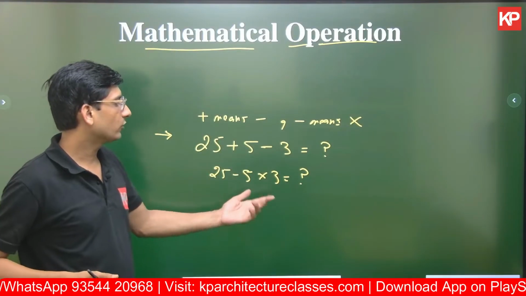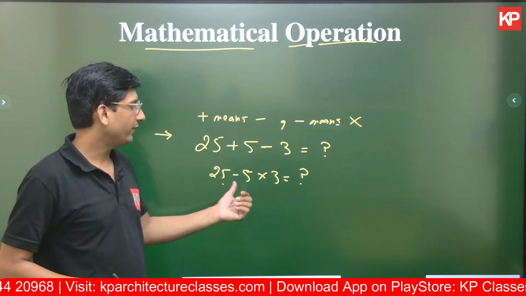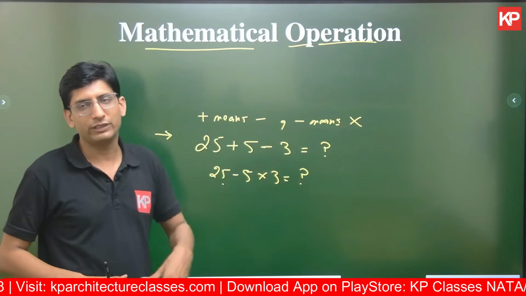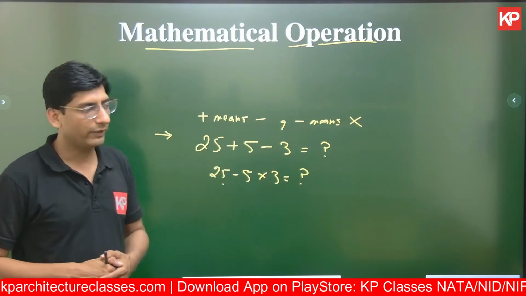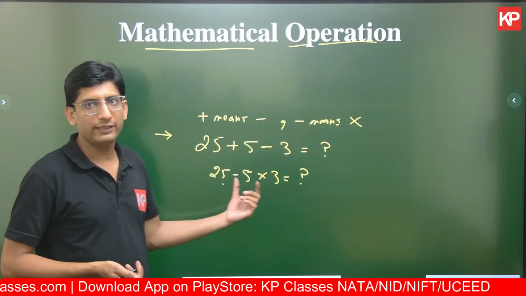Here also, some of the students will answer 60. They will first subtract 25 minus 5, 20 into 3 is 60. That is again wrong, because in BODMAS, I'll let you know, first you have to multiply and then you have to subtract.